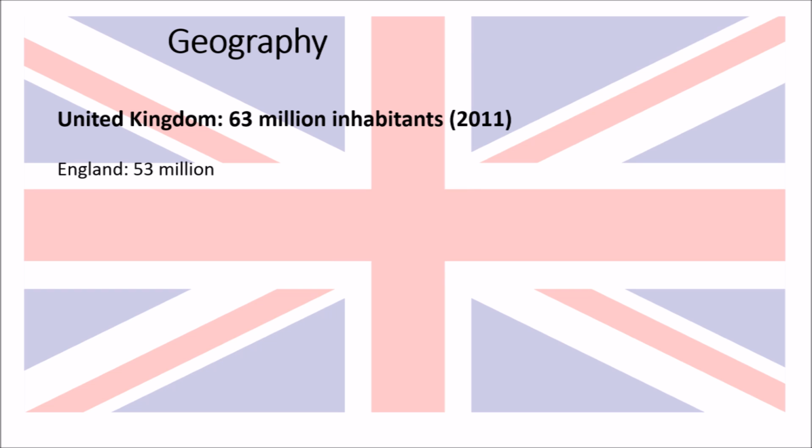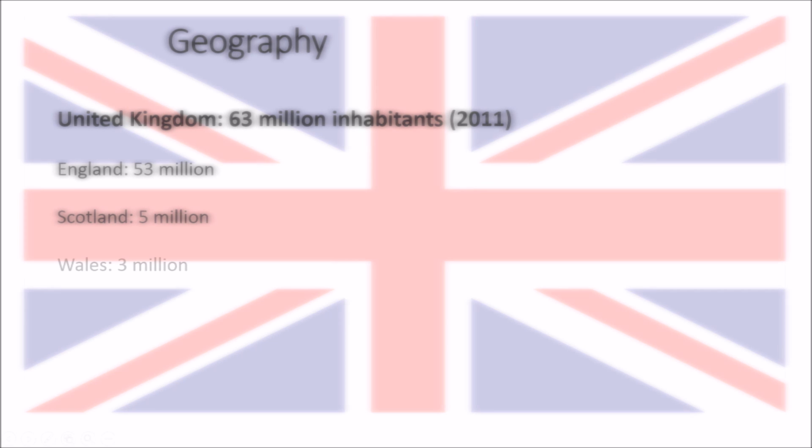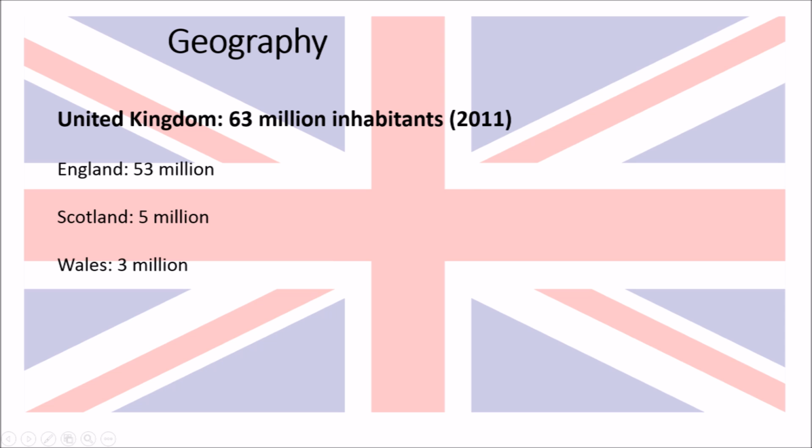Of the four parts, England is by far the largest. Over 53 million people live there. Scotland follows with around 5 million people, while Wales has a population of 3 million. You will find the smallest amount of people in Northern Ireland. About 1.8 million people have found their homes in that part of the island.